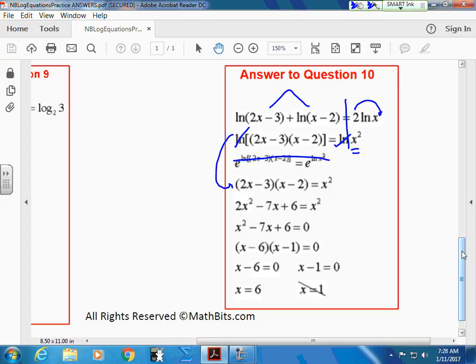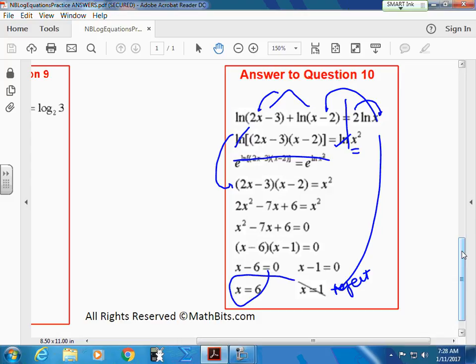Again, you're going to come back and check. When you pull the 1 into this one, even this one, you get a negative number. You can't take the log of the negative number. So that has to get rejected, and you should say reject. And there's your solution.